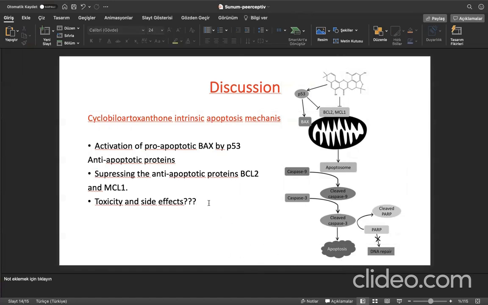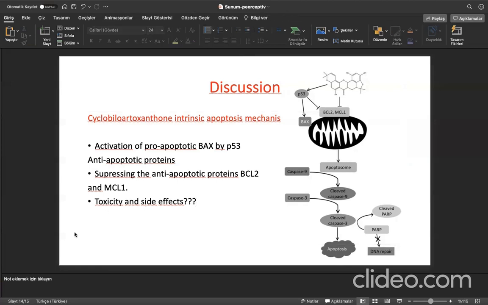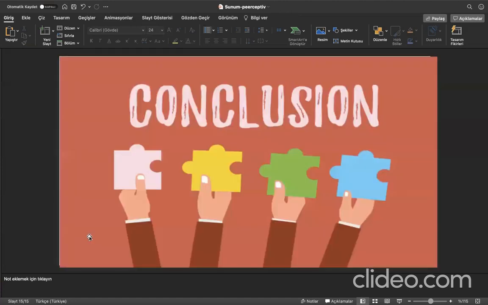But what about the toxicity of cycloartobiloxanthone on normal cells, or the side effects of the compound, or other underlying activities on the cancer cell lines? These are the questions that should be answered. So this compound has a lot of positive effects on human lung cancer, and it is a big candidate for the treatment of human lung cancer, and it should be the focus of further research.